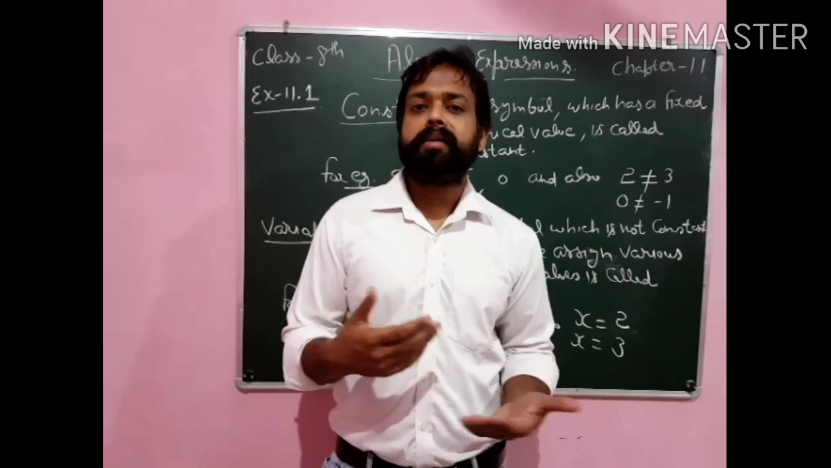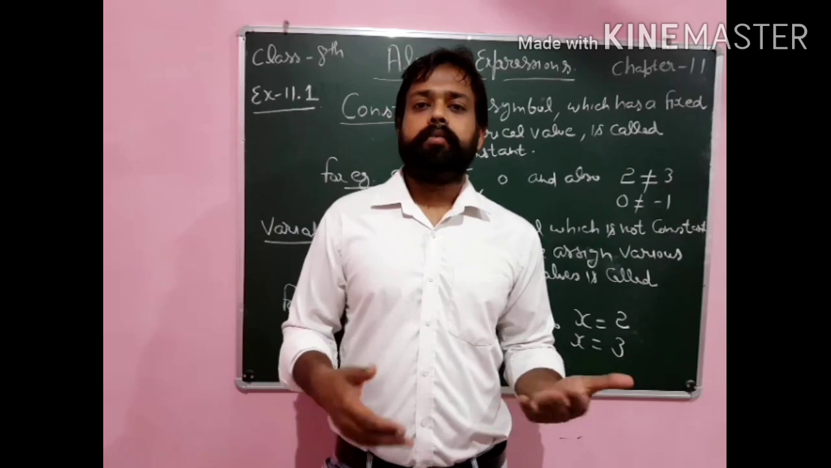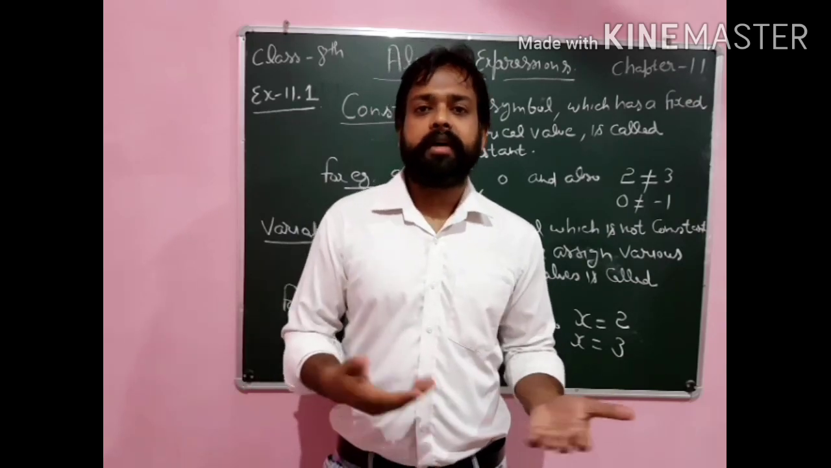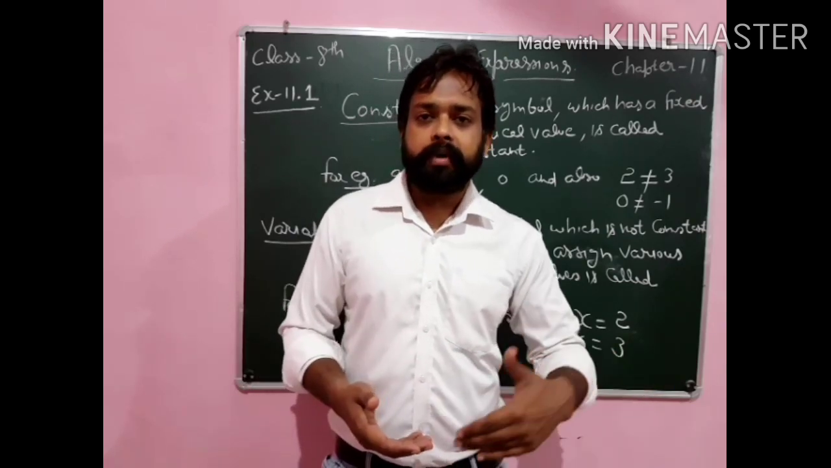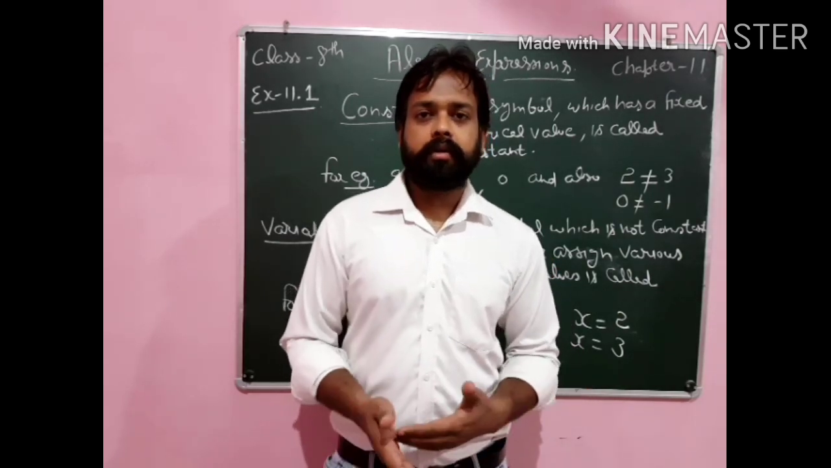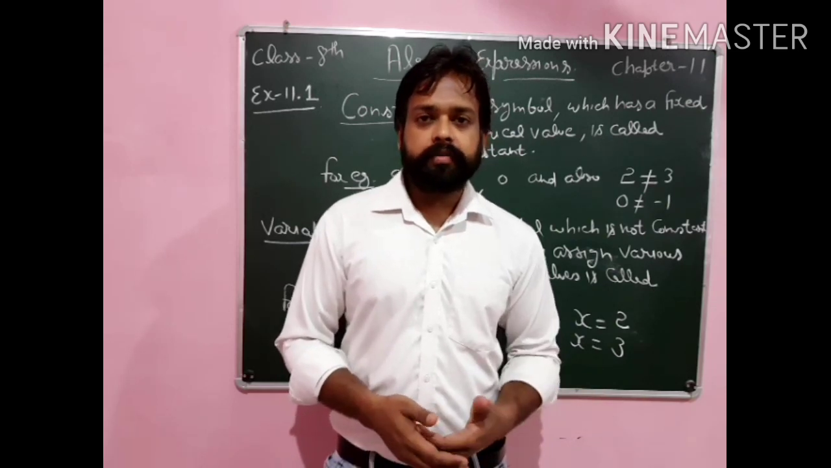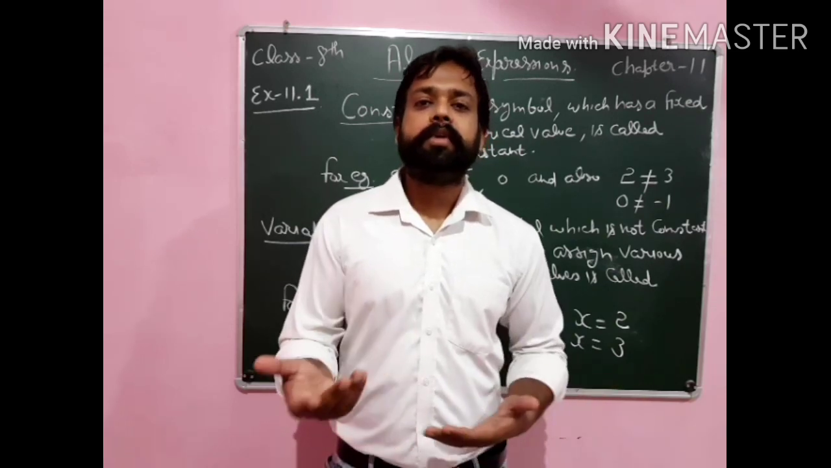Basically, constants are numerical values. Numerical values mean a constant can be 1, 2, 3, 4, 0, -1, 2, 5 by 10, like this. All the numerical values are always constant values. And why do we call these values constant values? Because its value can never be changed.